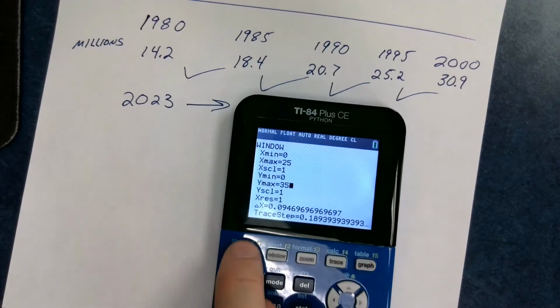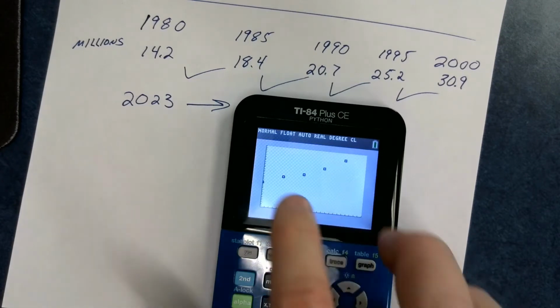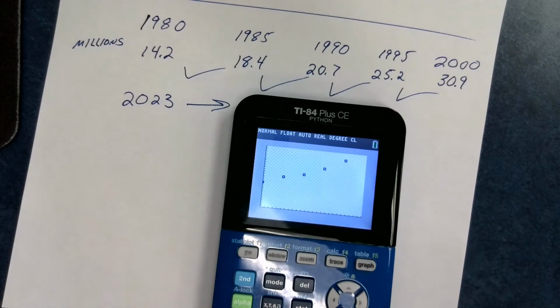I'm going to go to my y equals, and I'm going to get rid of anything that I had from some other class. And I'm going to hit graph. And I can see that those lines kind of look like they're pretty linear, okay? It will be very pronounced if it was quadratic or cubic or exponential. So this one's definitely looking pretty linear based on that situation.